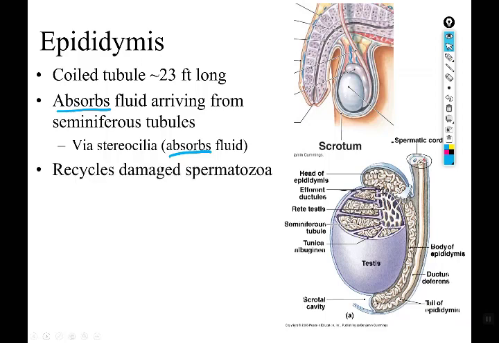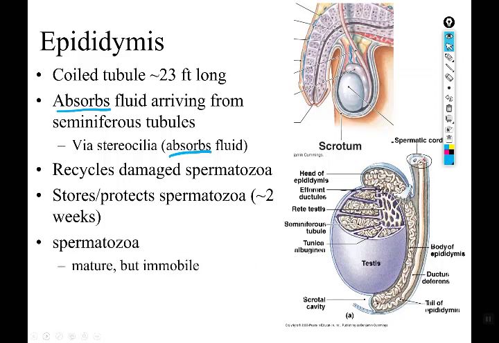Another thing this does is recycles damaged spermatozoa. Similar to protein synthesis, spermatogenesis and spermiogenesis doesn't always go perfectly. Sometimes you get a janky sperm that's not fit to go try and reproduce. So those need to be taken care of, and that's one of the functions of the epididymis. This is capable of storing and protecting spermatozoa for about 2 weeks.